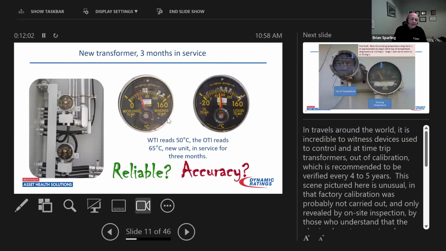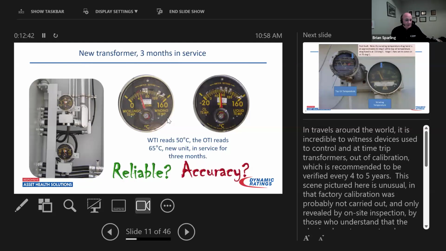However, is it reliable? Is it accurate? And in this case, this transformer here on the left-hand side, this was in service for about 3 months, where the winding temperature indicator was reading 50 degrees C, and the oil temperature was reading 65. This is physically impossible to happen. It means that the winding temperature indicator, the one on the left, was not properly calibrated in the factory before it was shipped. Therefore, when I'm out in the substation and I'm approaching a transformer, this is one of the first two things I look for in a transformer.